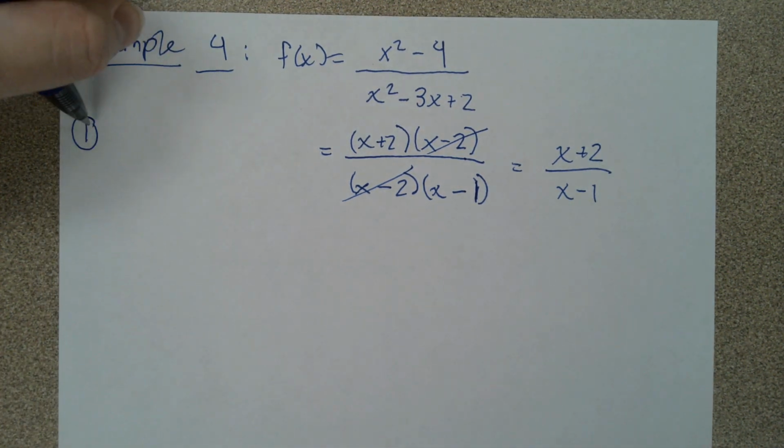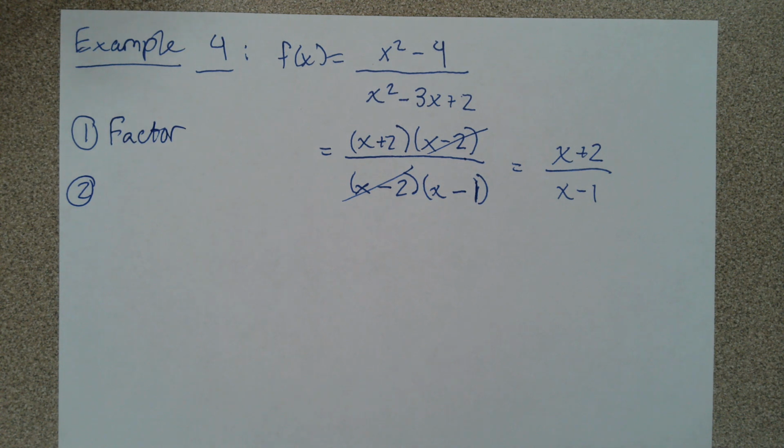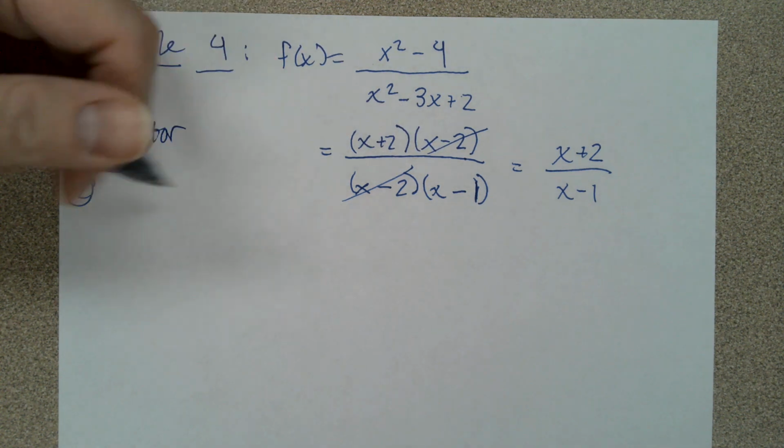So that was step 1, factor, we did that. Step 2, we need to address the holes where we canceled. We canceled out x minus 2.